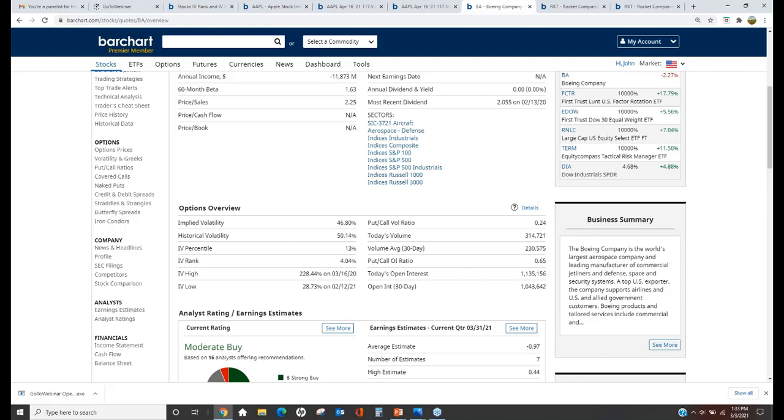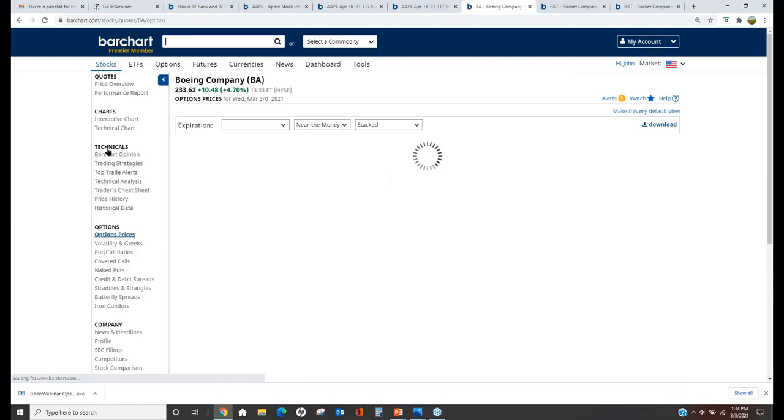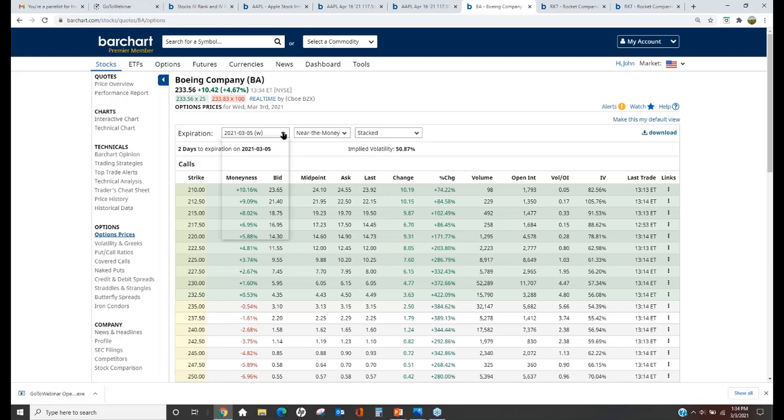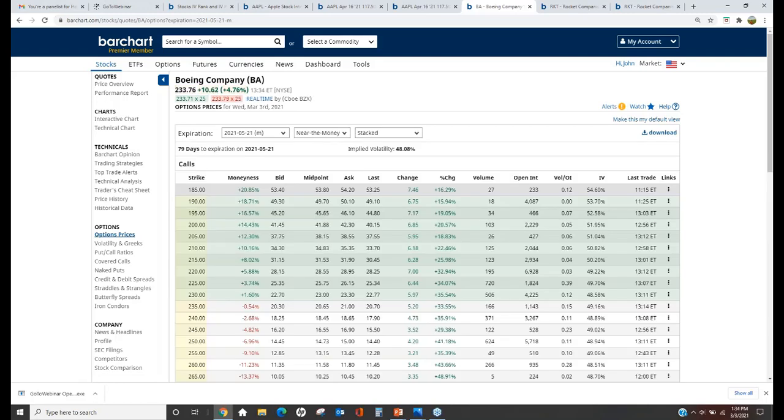Now, I might just do something simple as buying an in-the-money call, right? Something that would be an easy way to take advantage of price volatility if I thought Boeing was going to go up or to go down. So again, I might look at a time frame that's a little bit greater than just a weekly, right? Maybe I'll go out to May, give myself time, about 80 days, 79 days.